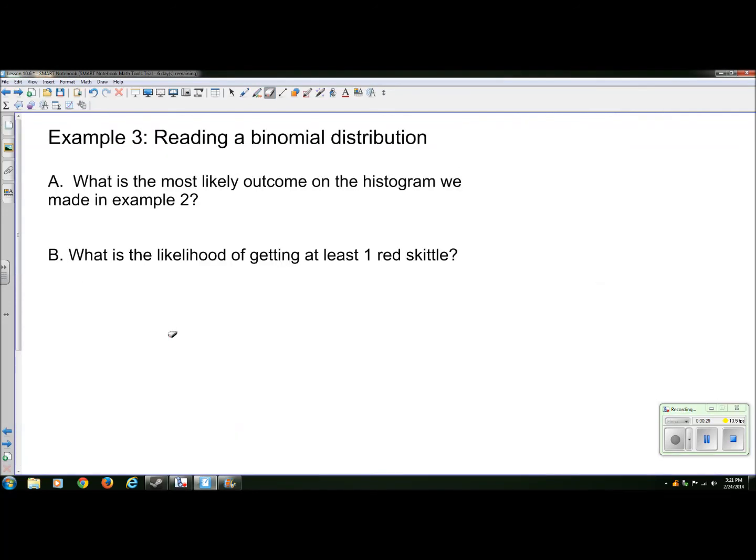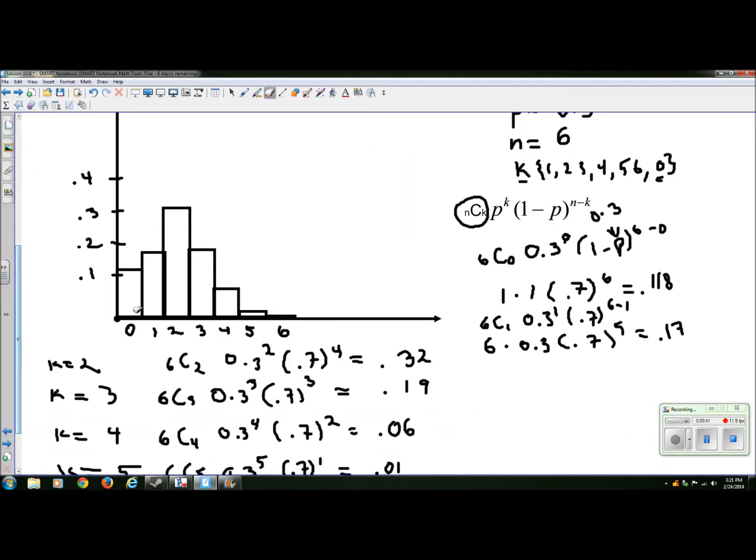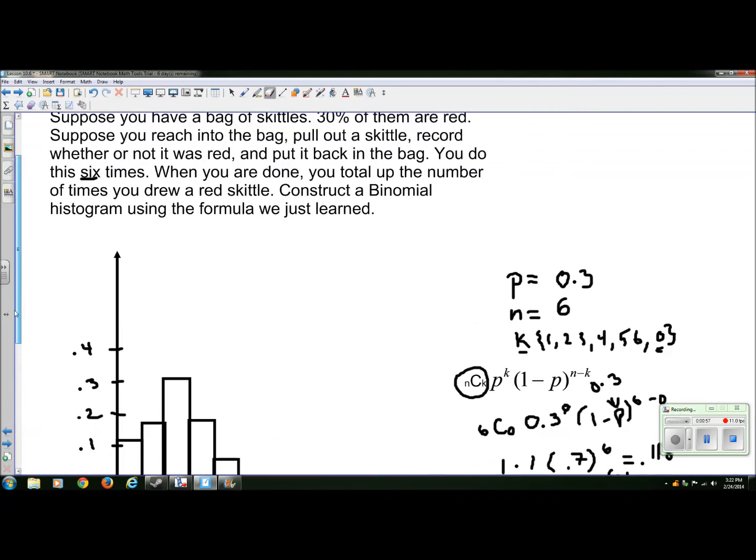Okay, so this next example looks back at the example we just did and asks the question, what is the most likely outcome on the histogram that we just made in example 2? So let's look back. Alright, here's the histogram we just made. Which has the highest bar? That's the most likely outcome. So getting 2 red Skittles produces the highest bar, and that bar has a probability of 0.32 associated with it. And this makes sense, actually.